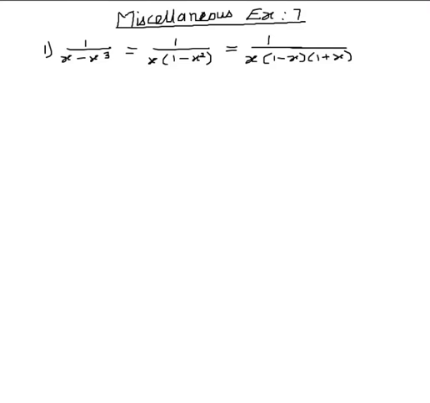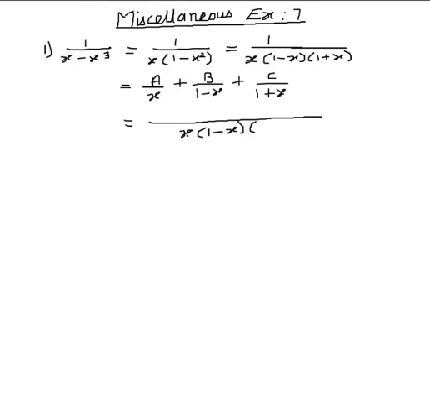We can use partial fraction method. We will take this as a divided by x, b divided by 1 minus x, plus c divided by 1 plus x. All three are linear factors. Take LCM. The LCM is x multiplied with 1 minus x and 1 plus x. The numerator is a times 1 minus x into 1 plus x plus b times x into 1 plus x and plus c times x into 1 minus x.